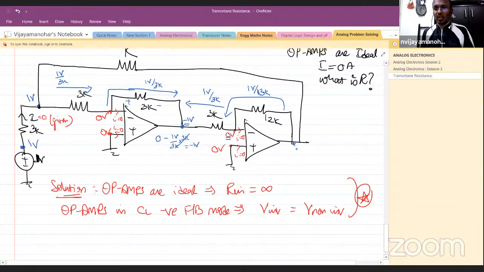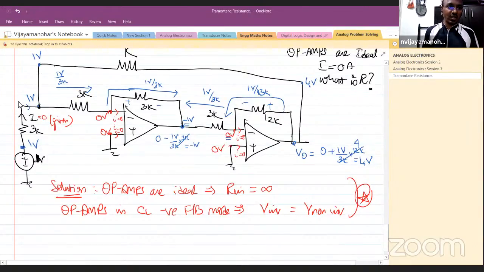So what will be the V naught here? V naught is, this is 0. Current is flowing like this. So the current will be flowing from higher potential to lower potential. So this is at a higher potential. So V naught is 0 plus 1 volt by 3K into 12K, which is 4 volts. So this is 4 volts. This is 1 volt. This current is 0.